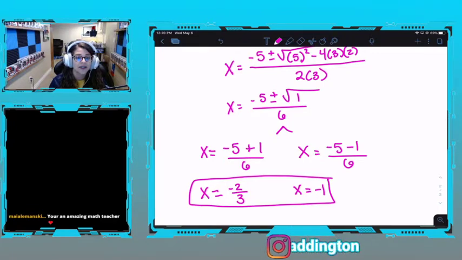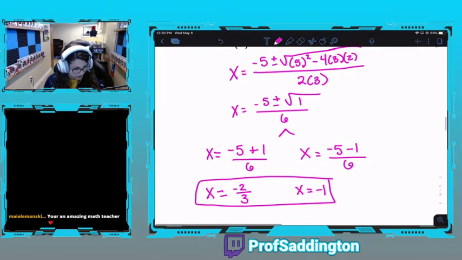Now, had the number under the radical not been able to simplify, you would have left your answer as that fraction. We'll see some like that.